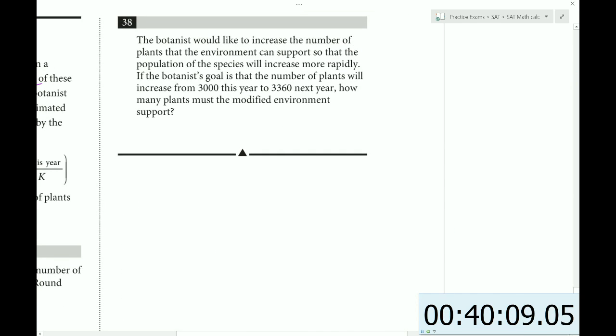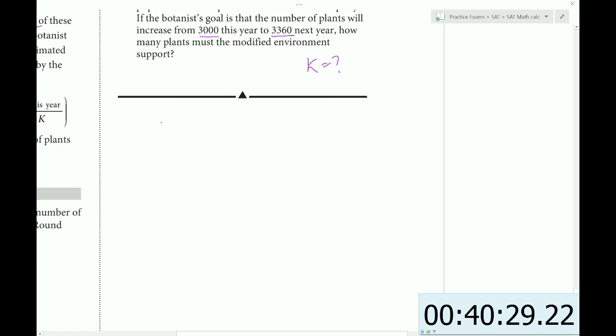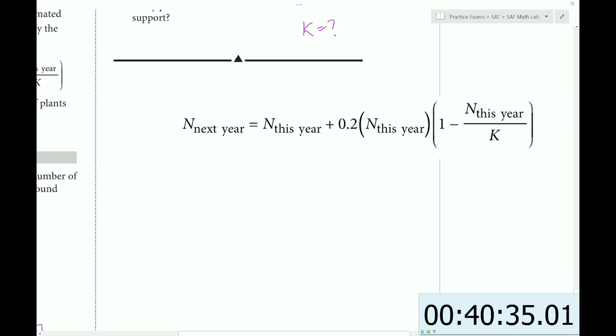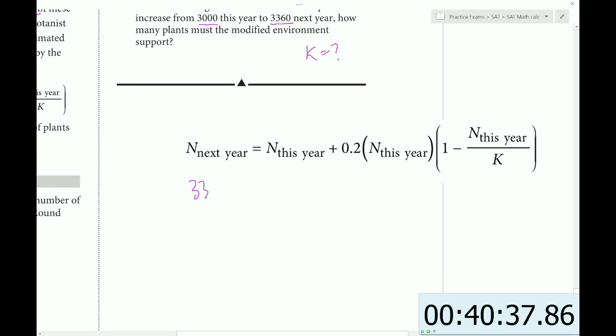All right. The botanist would like to increase the number of plants the environment can support so that the population will increase more rapidly. If the botanist's goal is that the number of plants will increase from 3,000 this year to 3,360 next year, how many plants must the modified environment support? So this time we're solving for K, the amount that can be supported. And our values are, well, if we just grab our formula from before, we're putting in 3,360 next year. And this year is going to be, again, 3,000. 0.2 times 3,000. And 1 minus 3,000 over unknown value K.